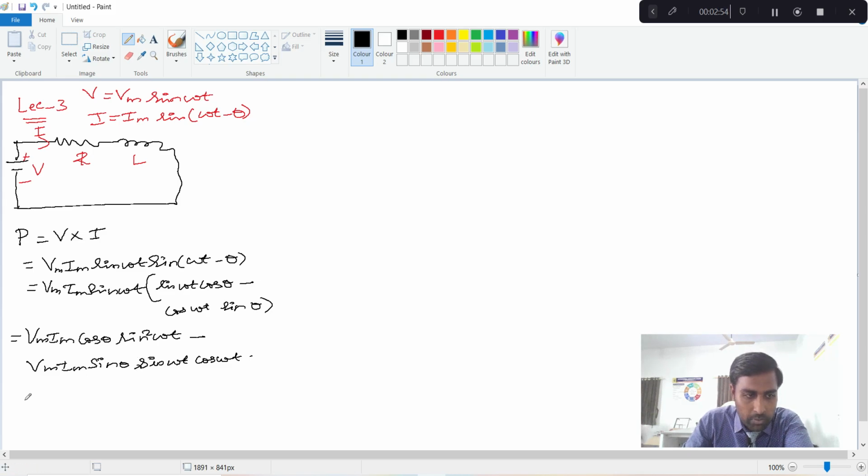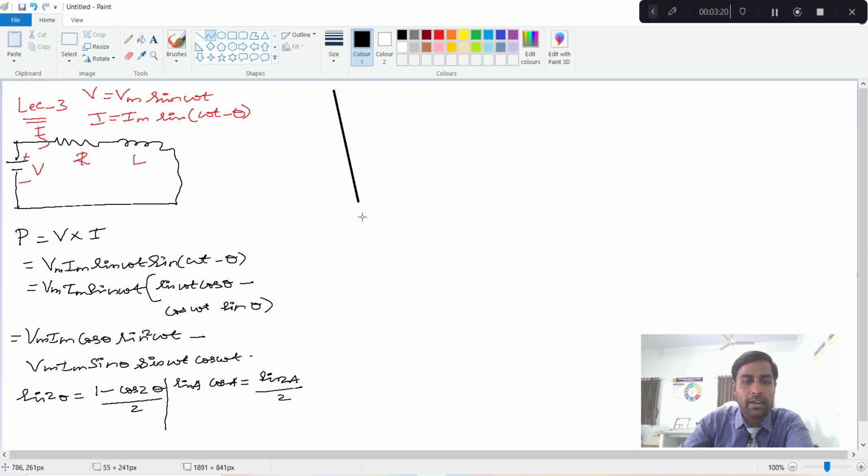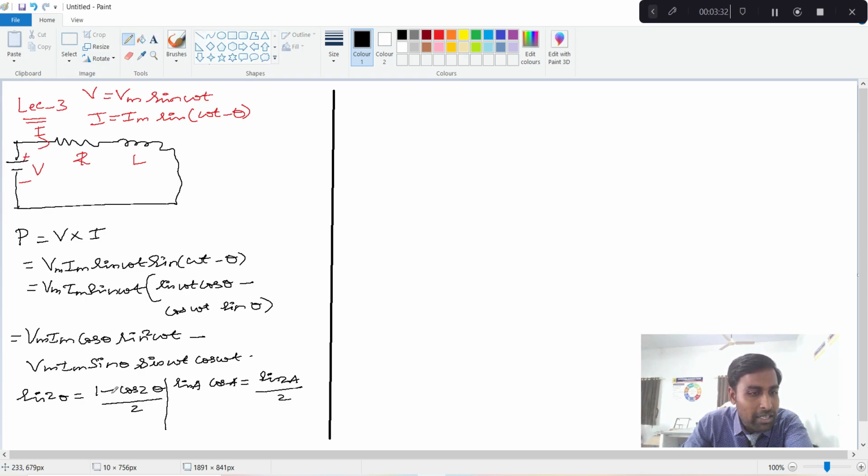In this expression, you see sine square theta can be written as 1 minus cos 2 theta divided by 2. That is one formula we know, and also sine a cos a can be written as sine 2a divided by 2. With these two, I am going to substitute in this particular expression. Since it is sine square omega t, I can write it as 1 minus cos 2 omega t divided by 2.